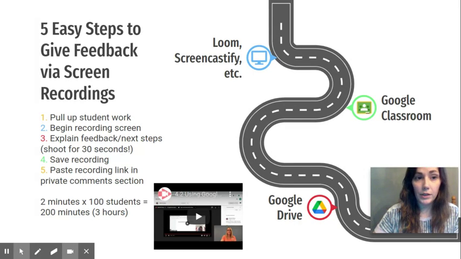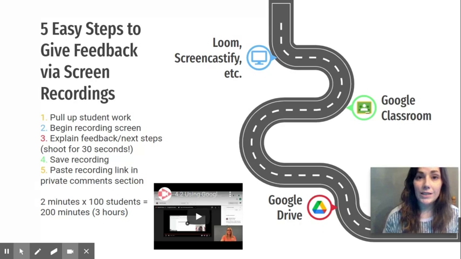So here's how you can do it. What you'll do is go to Google Classroom, pull up the assignment in Google Classroom as though you're going to grade it like normal. And then once you have it pulled up on one student's work, begin recording your screen, whether you use Loom or Screencastify or Screencast-O-Matic or whatever screen recorder you like to use. Just begin recording your screen right there. Go through the student's work, explain your feedback, talk about those 1 or 2 things that they need to fix or what they did well on, what their next steps are.